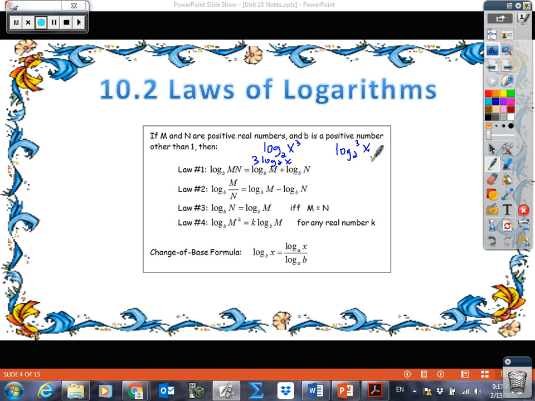This is not like that. This is the log itself is cubed, not the argument. If I were to write this out, this is the same thing as log base 2 of x times log base 2 of x times log base 2 of x. These are completely and totally different, and students sometimes get those two things confused. It is significant as to where the exponent is. Is the exponent on the argument, or is the exponent on the logarithm? That will make a big difference in how we would handle that. Okay, so I wanted to point that out. That's a common mistake that we make. I want to make sure we don't make that mistake.